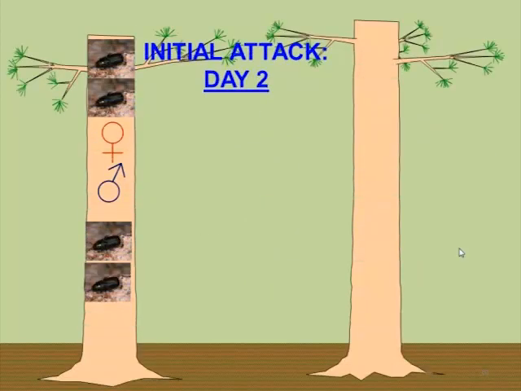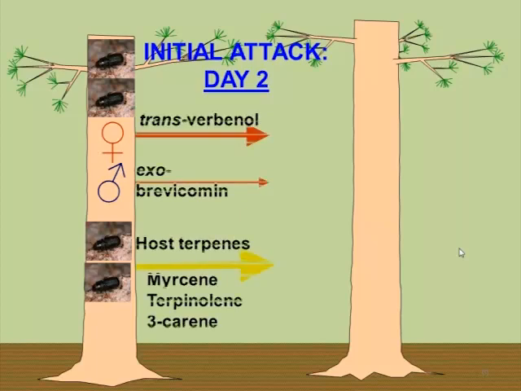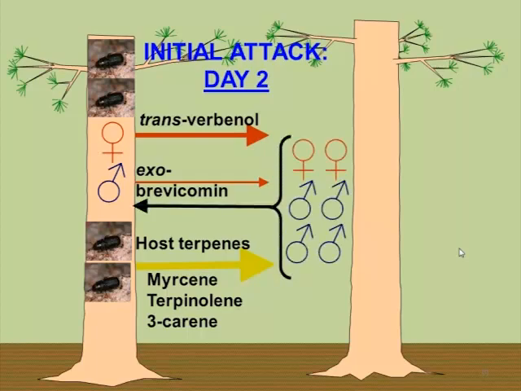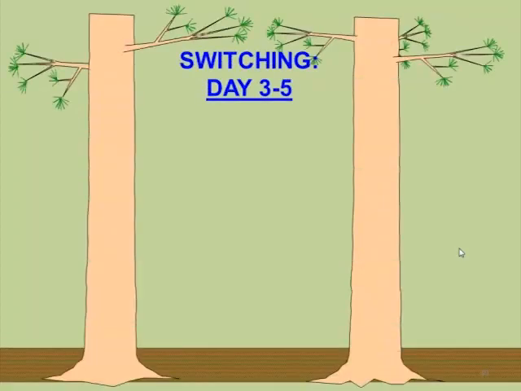And on the second day, literally the second day, if the pheromones that the females released are successful, a lot of males will respond. The females still continue producing pheromones, but the arriving males also produce pheromones. It's called exo-brevicomin. All right? And then this is going to bring more beetles to the tree. This is day 2. Then day 3 to 5, I call it.